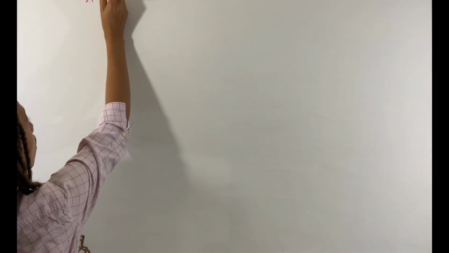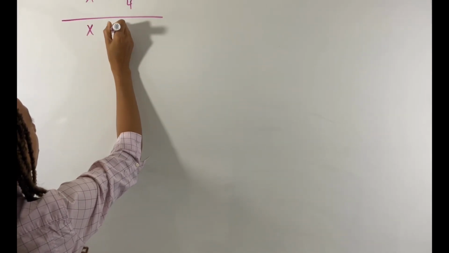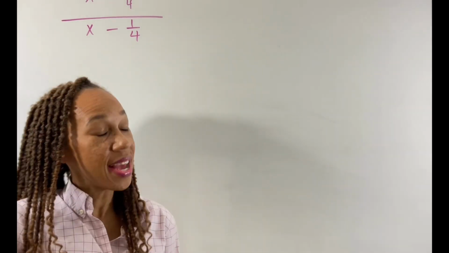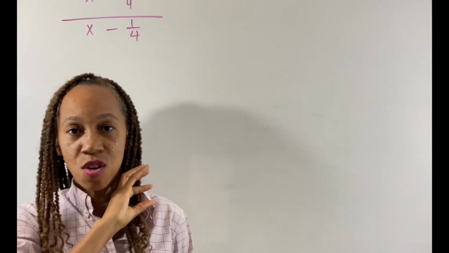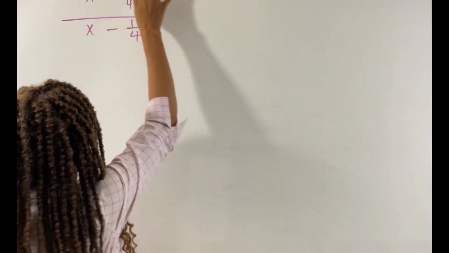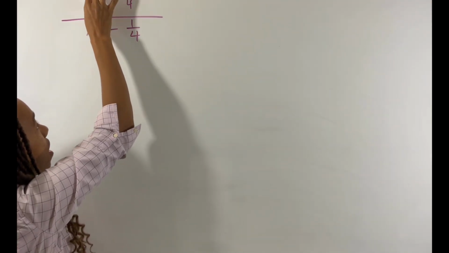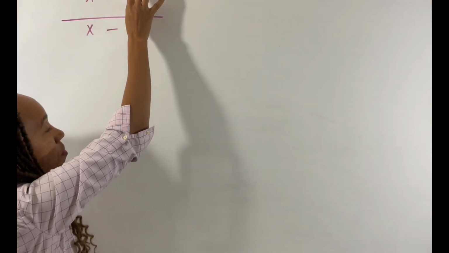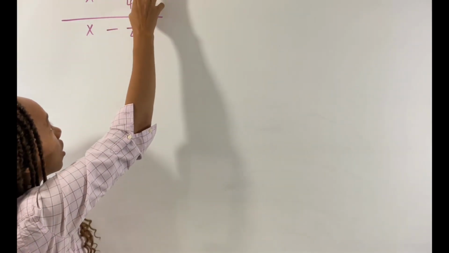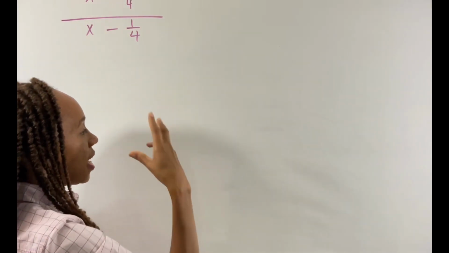x plus a quarter over x minus a quarter. And as you can identify, this is a complex rational expression because you have numbers and variables here. In the numerator, right, you have a variable here added on to a number, and you can't just add them like that. So you have to first solve this. This is the addition, and then solve the subtraction, and then do the division.